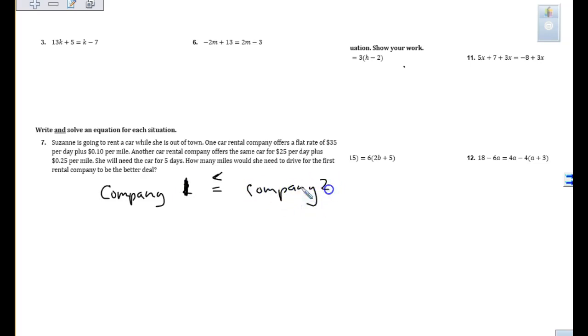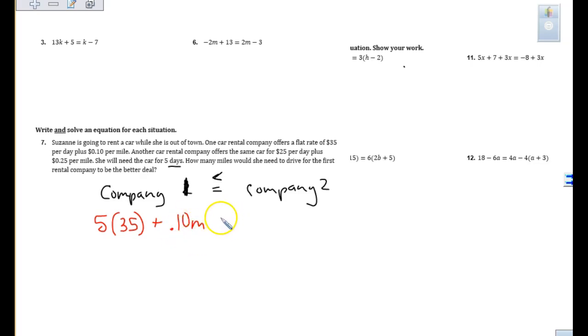Okay? So if I'm looking at company 1, we are renting it for how many days? Will we read the question? 5 days. And each day we have to pay how much at company 1? Flat rate of 35. So we know we have to take 5 times $35, right? The other thing that they're charging us for is for each mile that we drive. So we're going to think of that as our rate of change. So this is going to be the plus 10 cents a mile. Could you have just 0.1 M instead of 0.10?